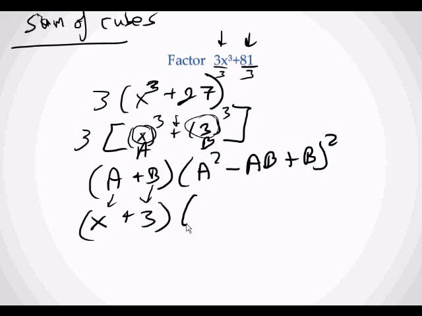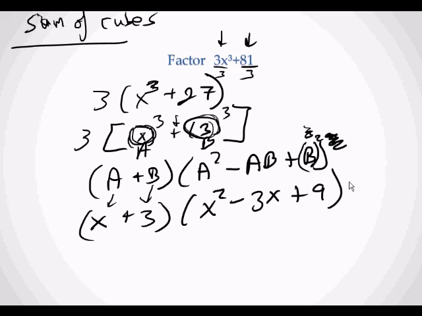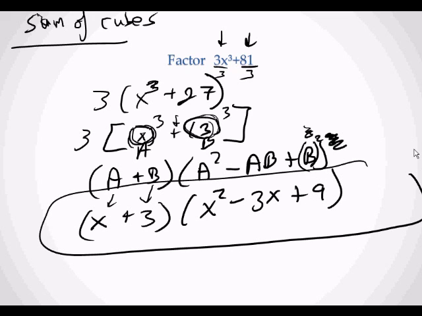So A is whatever's in this parentheses, which is x. B is whatever is in this parentheses, which is 3. So A squared, A is x, is x squared, minus A times B. A is x and B is 3, so A times B is 3x. And then B squared, we already said B is 3, so 3 squared is 9. So this is what the factor would look like.